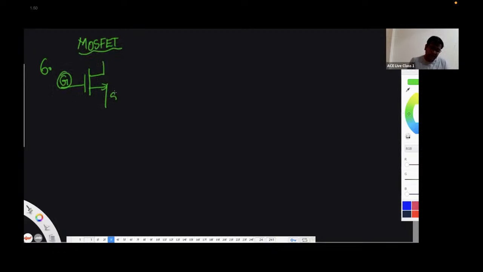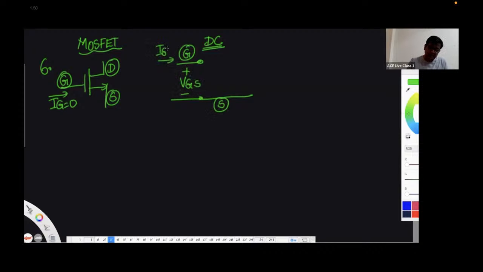MOSFET, as you know, has 3 terminals: gate, source, and drain. And it's lucky that the gate current is 0, so MOSFET draws no current here. Between gate and source, you have voltage, but you don't have any current. IG is 0. So MOSFET draws no current. But what is ID? What is ID in MOSFET?